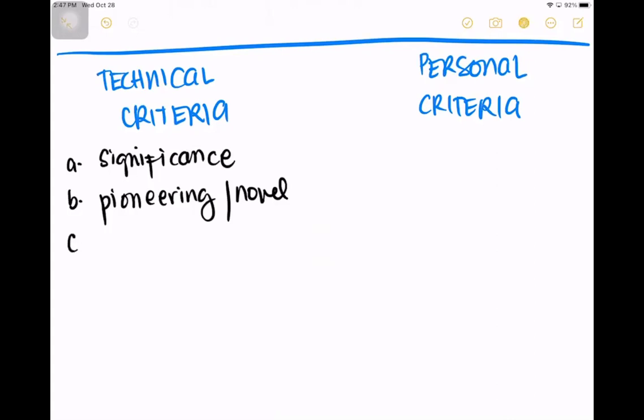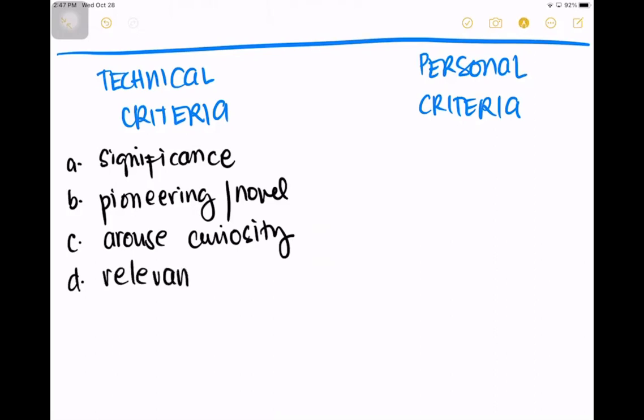Okay, of course, it should arouse curiosity. Arousing curiosity, also spelled like that. Curiosity is a technical criteria as well. And then relevance to the field, or to the degree. So if you are under HUMSS and you're creating a social science research, you have to see, can I use this one in our discipline or field? So that's a technical criteria.